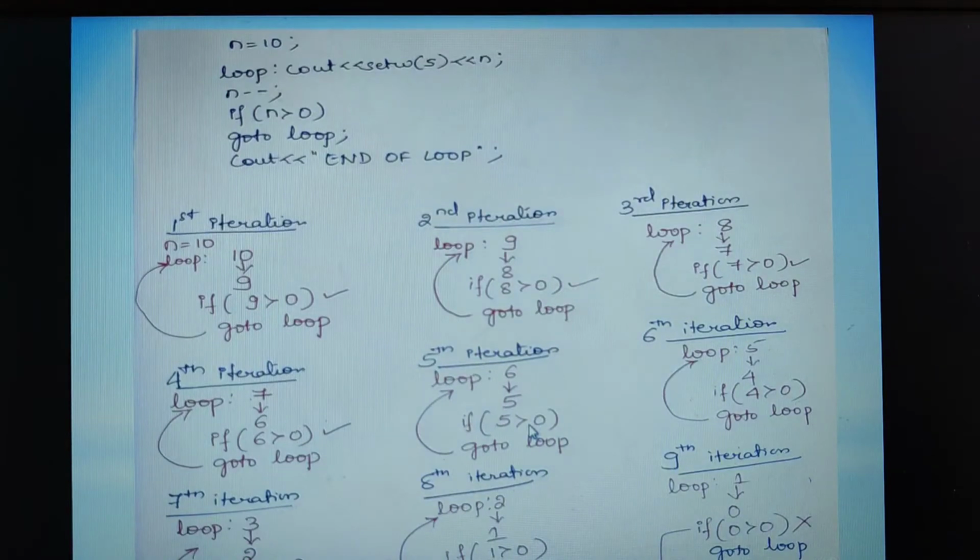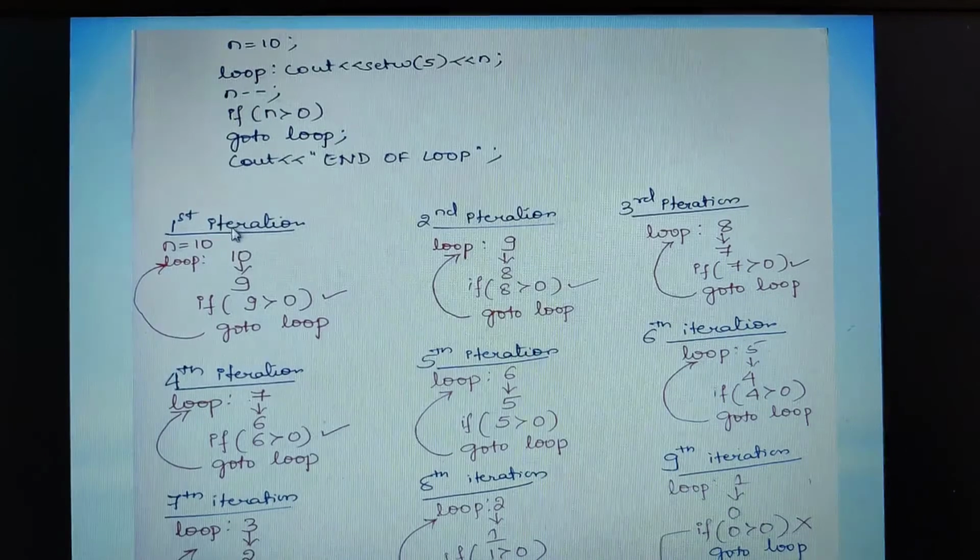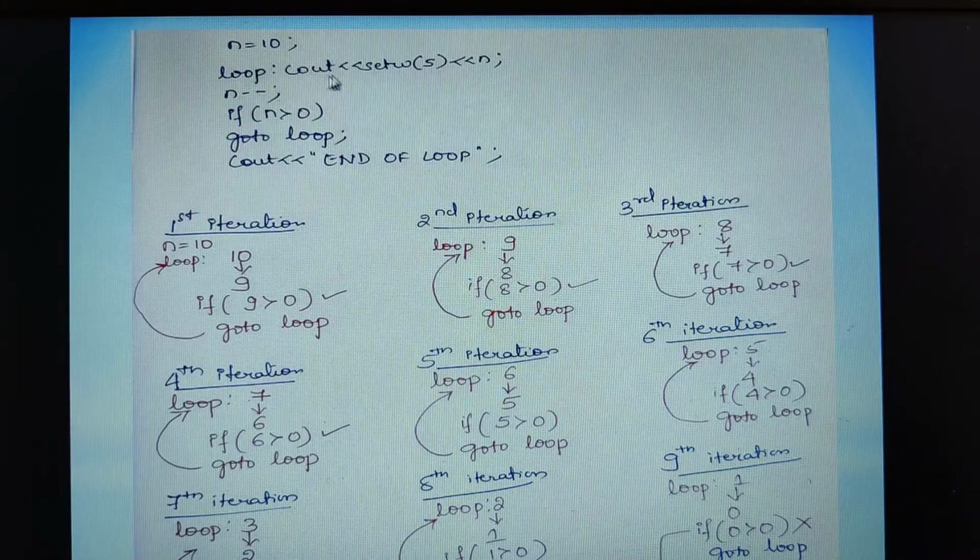The same code I have written here, children. You can see the code is the same here. At the first iteration n value is 10. Okay, 10 gets printed first at the loop, and then the value of n gets decremented.